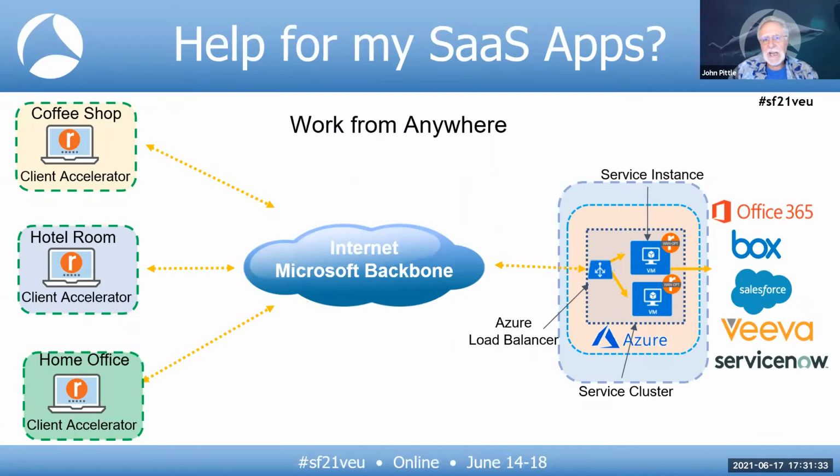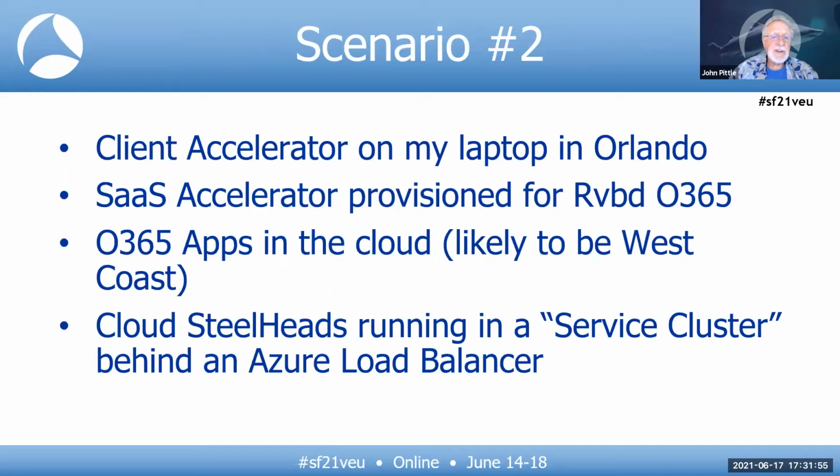And then with steelhead running on our endpoint laptops with a version called Client Accelerator, we can now set up optimized connections between our endpoints and SaaS applications. So in scenario 2, I've got Client Accelerator on my laptop in Orlando. SaaS Accelerator is provisioned specifically for the Riverbed tenant in Office 365 Azure, which I believe is someplace on the West Coast, judging by the latency.